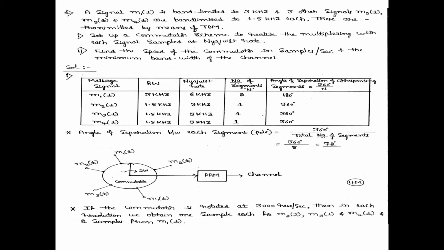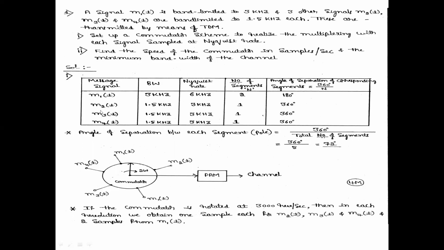You need to understand as per the given data in your question. Here we have four channels: m1(t), m2(t), m3(t), m4(t). m1(t), according to the question, is a signal with 3 kHz band limited frequency.